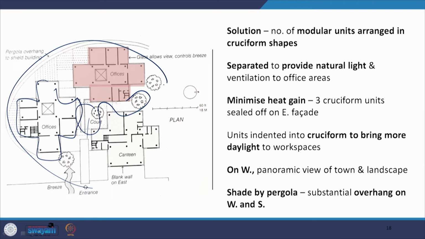To minimize the heat gain, these three cruciform units were sealed off from the east side. The units were indented into a cruciform to bring more daylight into the workspaces, so that if it was one building, you would get daylight from four sides, and then the interiors would remain void of natural light. But because these are cruciform plans independent of each other, each area is able to get ample amount of diffuse light. On the west there is a panoramic view that they had to capture, and the overall is shaded by the pergola with a substantial overhang towards the west and the south.